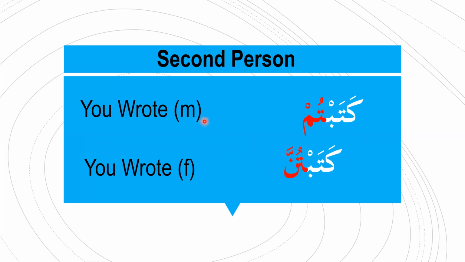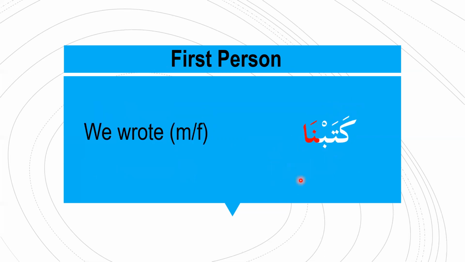Here you wrote masculine, second person, katabtum. See how we added on tum, katabtum. For you wrote feminine is katabtunna. So all we've put down is tunna. First person, katabna, we wrote. Katabna for masculine and feminine, katabna.